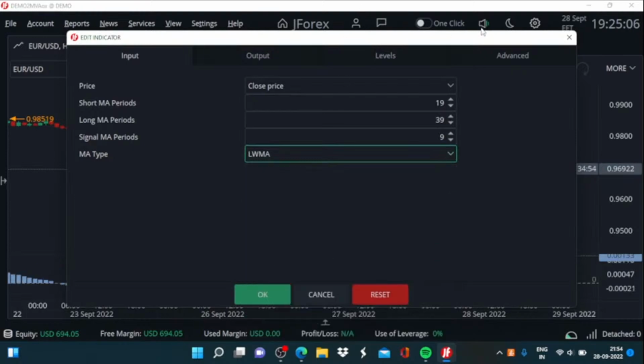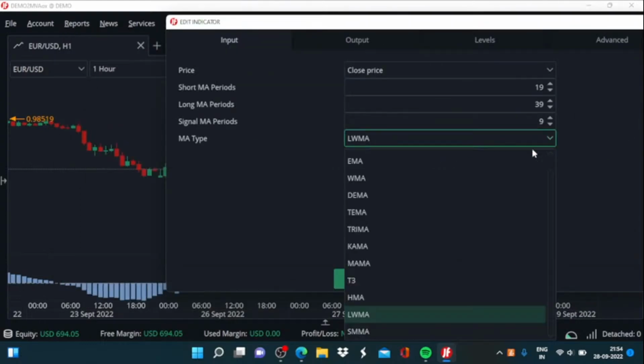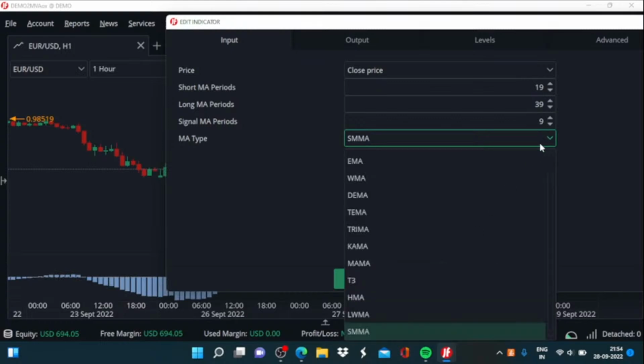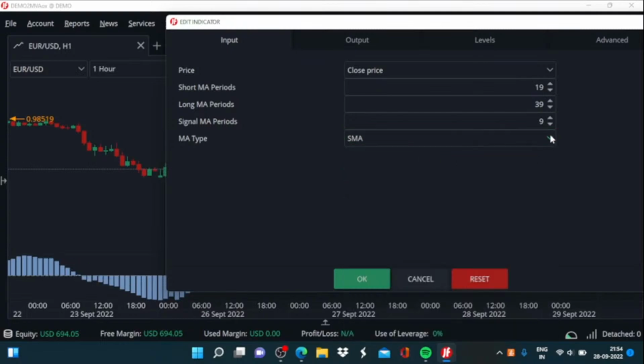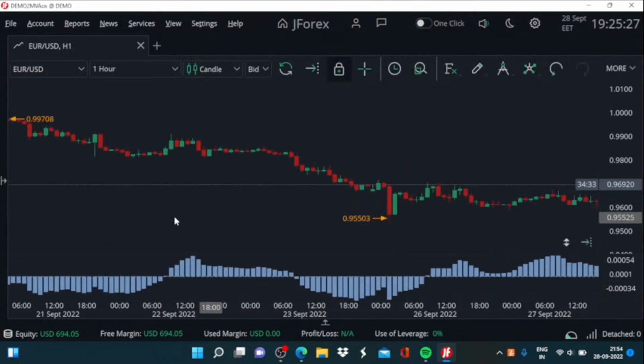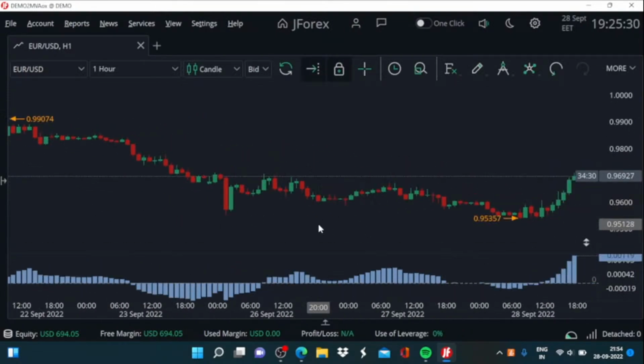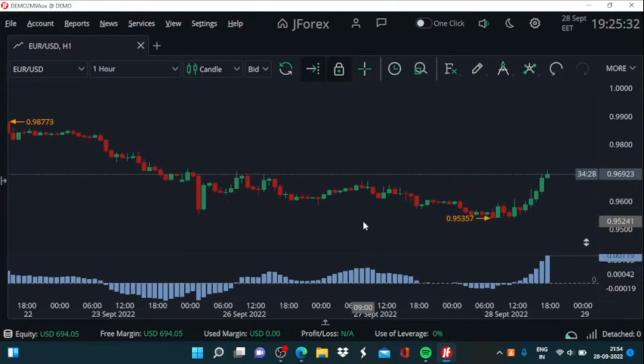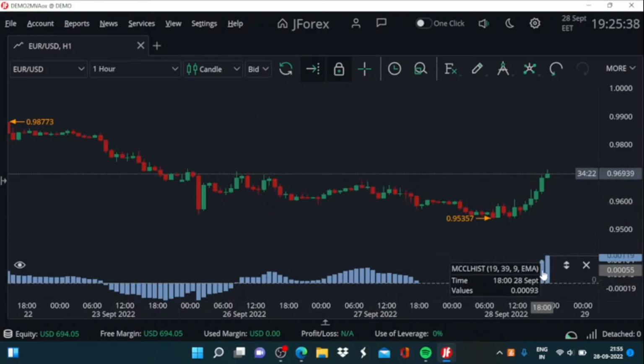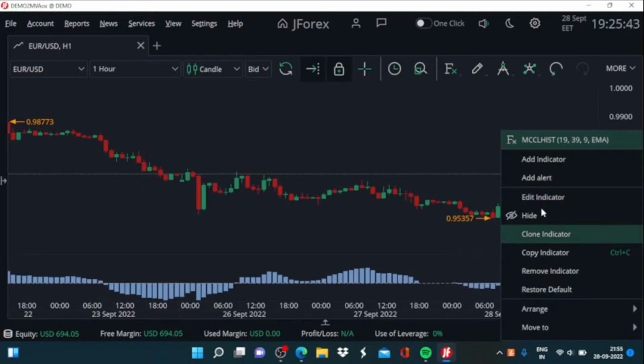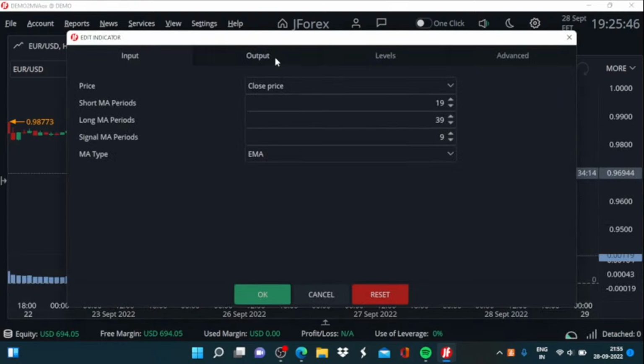LWMA, linear weighted moving average, and other types of moving average, the SMMA. So T3, a lot more smoothing. SMA, there is going to be some lag. EMA is going to be responsive and at the same time quite reliable. So its developer decided to go with the EMA. And if you are in the same group, if you also think that EMA is going to work quite well, then you don't really have to make changes to its calculation parameters. But if you feel like it, you can always do that. So it's always up to you.